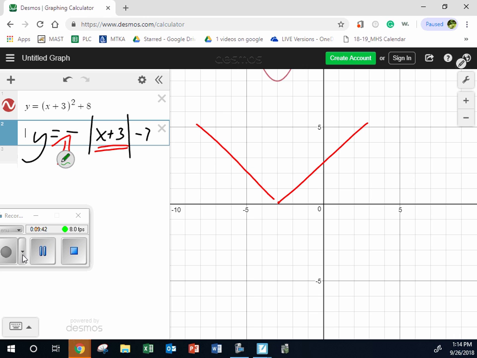Then, if I flip it vertically, and then I move it down 7, it'll be a lot easier to see what to do. There. Oh, that's down 6. There's down 7. That's my prediction for what it should look like. Now go ahead, type it in to Desmos. Let's see if that's what happens.